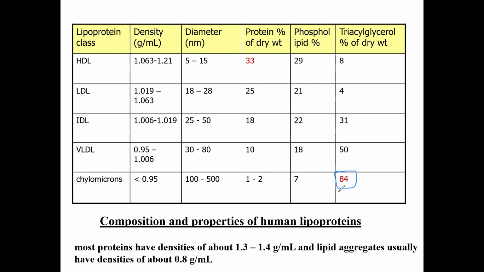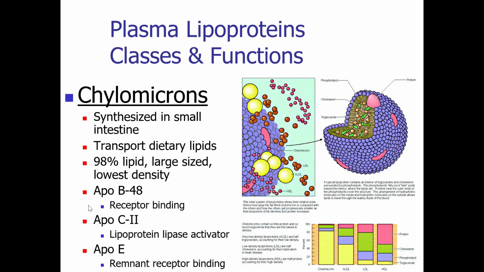So in terms of composition, for example, most proteins have densities of about 1.3 to 1.4 gram per ml, and the lipid aggregates usually have densities of about 0.8 gram per ml. So now the next thing after this is, let's look at the different plasma lipoprotein classes and their function.